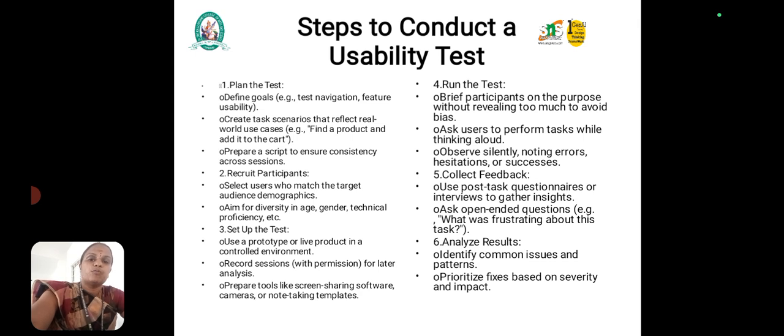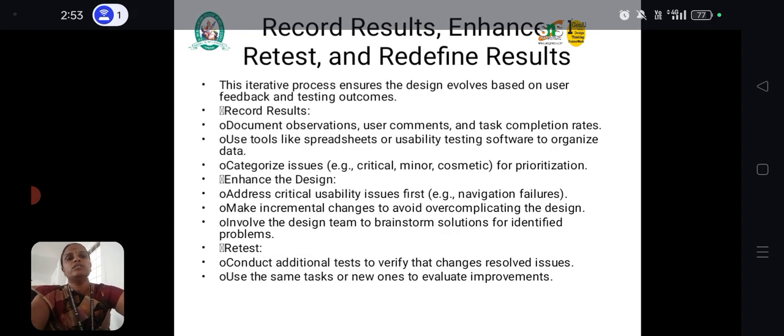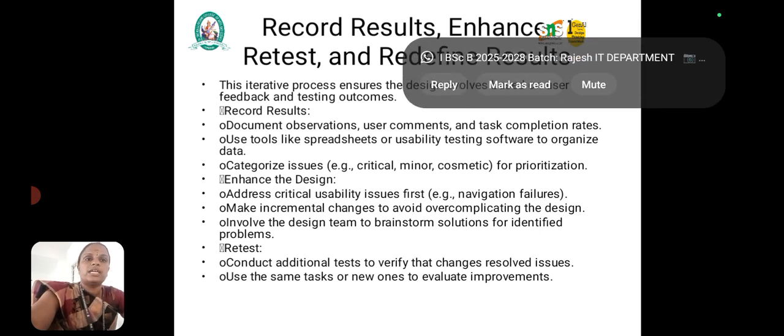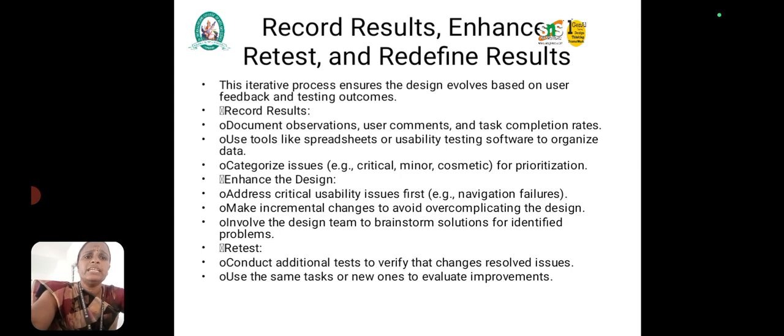It is helpful for improving the product, by collecting the user feedback. Record the test, enhance, retest and redefine the results. This iterative process ensures the design evolves based on the user feedback and testing outcomes. Record results. Document observations, user comments and task completion rates. Use tools like spreadsheets and usability testing software to organize the data. So these are the categories to record the results as well as to redefine the results.